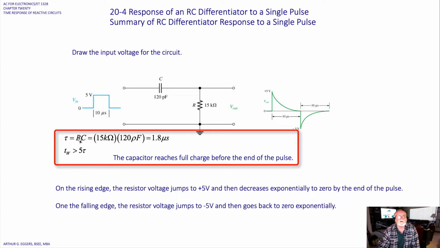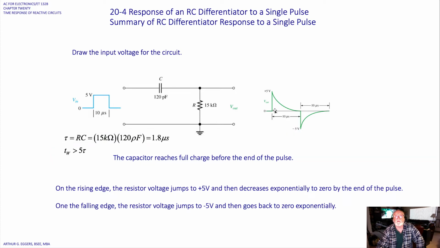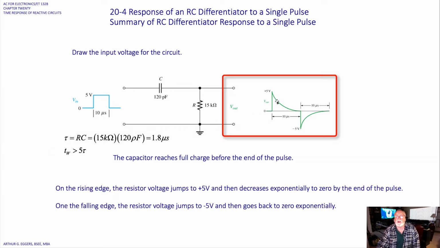So tau is equal to RC. In this case, 15 k ohms and 120 picofarads gives us 1.8 microseconds of one time constant. So we know that to reach the full charge across the capacitor, we have to be greater than or equal to 5 time constants. So if we look at it, the output is going to look like this.